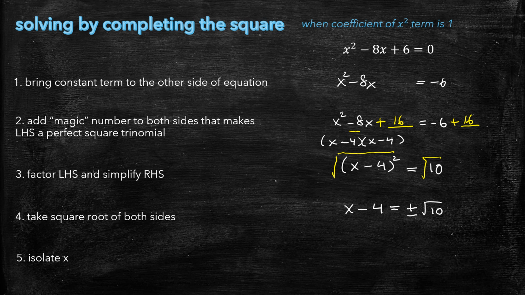And the last step is to isolate x. So that means adding 4 to both sides. And our answer becomes 4 plus or minus √10. So there are two solutions: 4 plus the square root of 10 for x, and 4 minus the square root of 10. And you can see aspects of the quadratic formula starting to appear in this method.